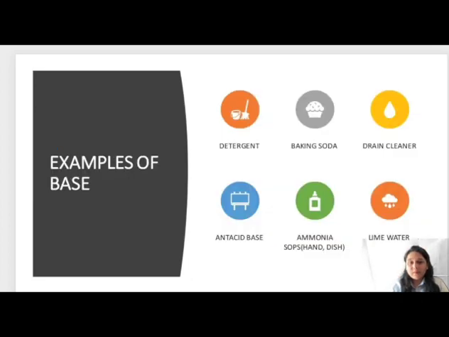So some examples of base are detergent, baking soda, dry cleaner, antacid base, ammonia, lime water. Now, which base is present in all of these? Let's talk about it one by one.